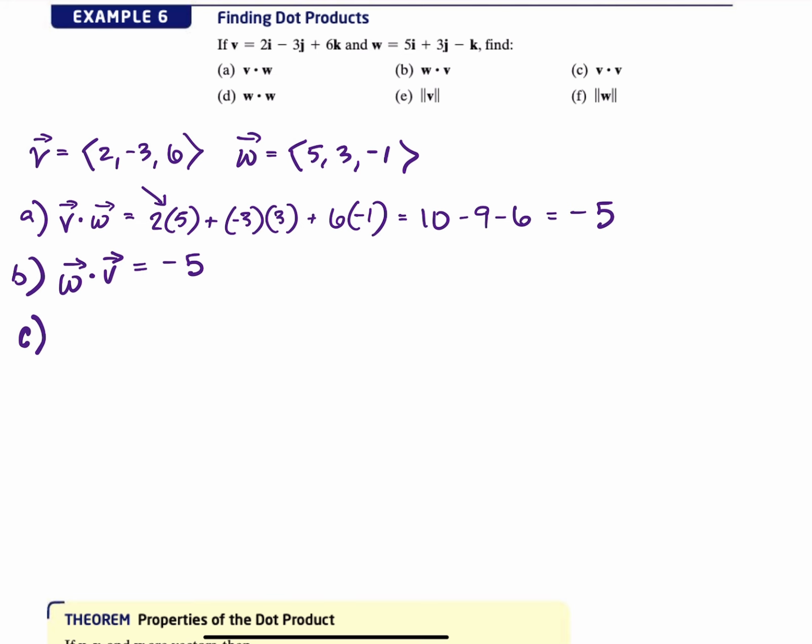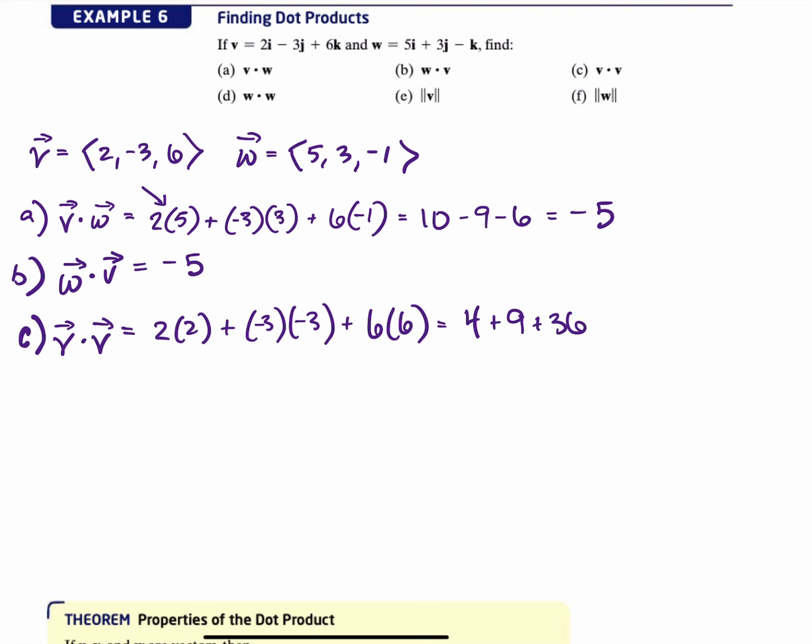Part C asks for v dot v. So that would be 2 times 2 plus negative 3 times negative 3 plus 6 times 6. 2 times 2 is 4, negative 3 times negative 3 is positive 9. 6 times 6 is 36. So that will give us 49.